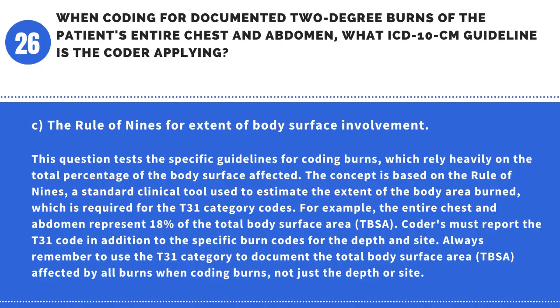This question tests the specific guidelines for coding burns, which rely heavily on the total percentage of the body surface affected. The concept is based on the rule of 9s, a standard clinical tool used to estimate the extent of the body area burned, which is required for the T31 category codes. For example, the entire chest and abdomen represent 18% of the total body surface area, TBSA. Coders must report the T31 code in addition to the specific burn codes for the depth and site.